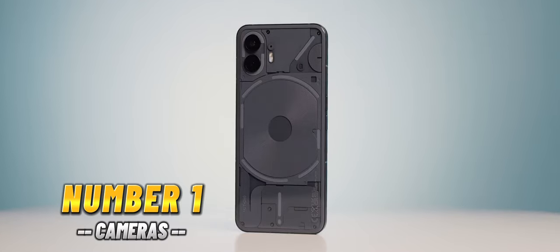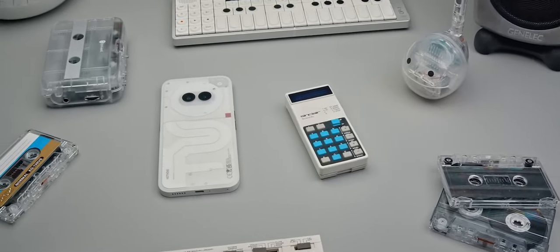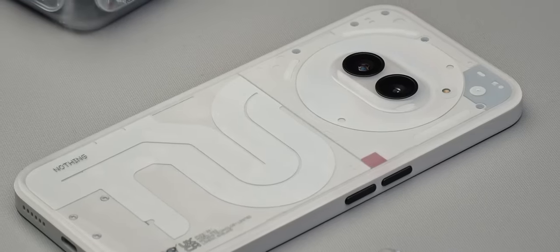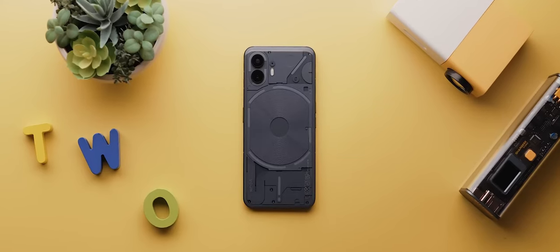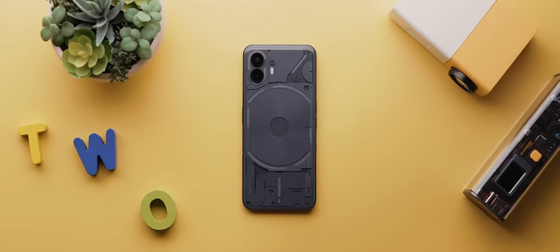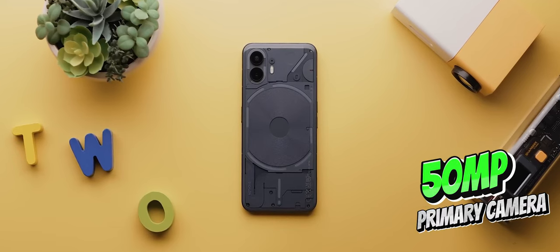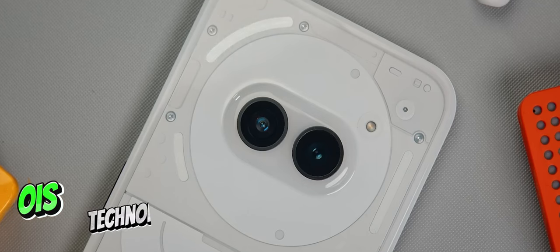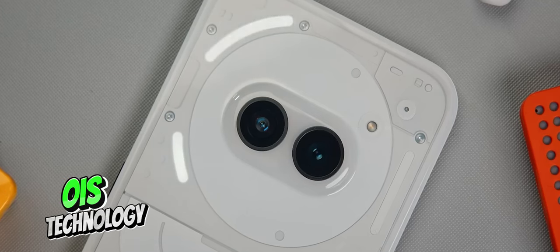Number one, cameras. Now, when it comes to camera setups, the Nothing Phone 2A and Nothing Phone 2 are like two peas in a pod. Seriously impressive stuff considering the price difference. Let's break it down. Both phones rock a 50-megapixel primary camera with a snappy f/1.88 aperture and OIS technology to keep your shots steady as a rock.